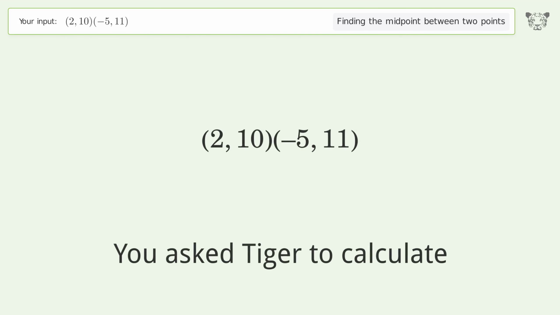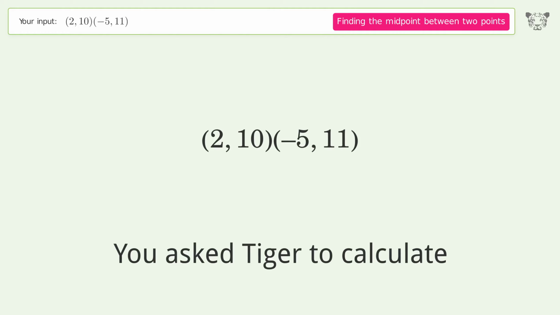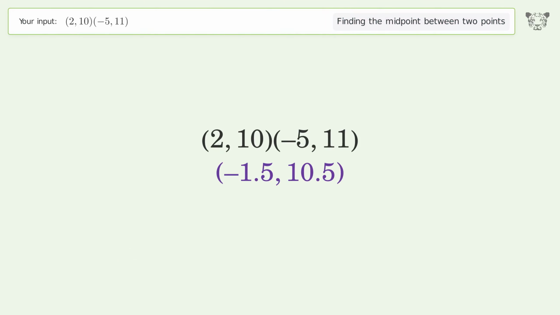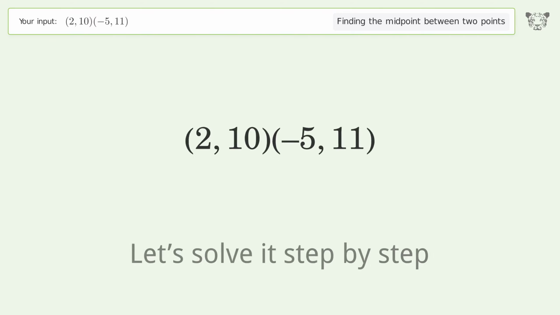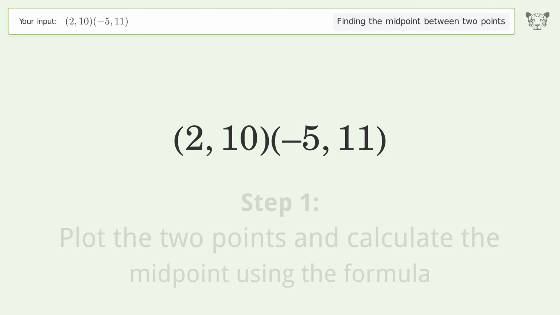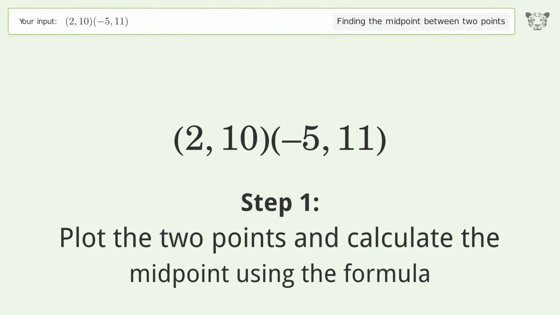You ask Tiger to calculate. This deals with finding the midpoint between 2 points. The midpoint between the 2 points is negative 1.5, 10.5. Let's solve it step by step. Plot the 2 points and calculate the midpoint using the formula.